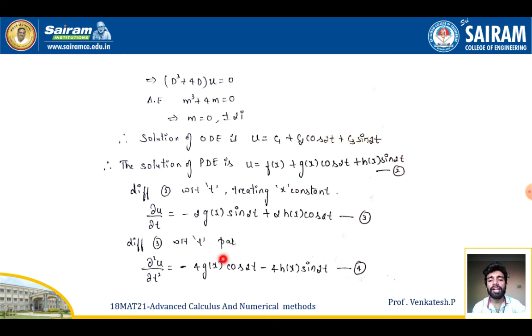Again, I am going to use the condition dou square u by dou t square is equal to 4 and t is equal to 0. So I will get g of x is equal to minus 1. So from this condition, we can estimate the value of f of x as plus 1.